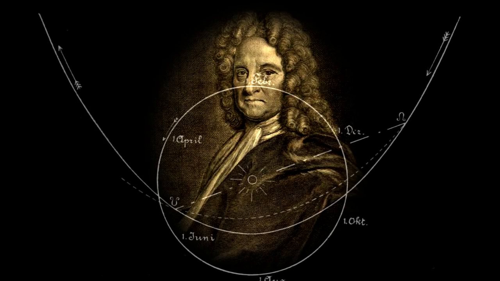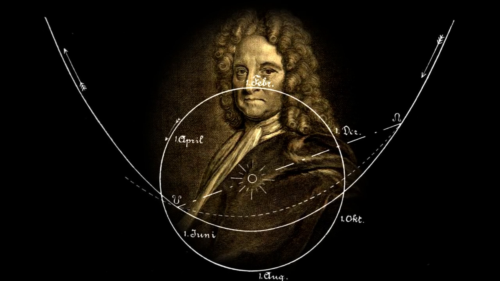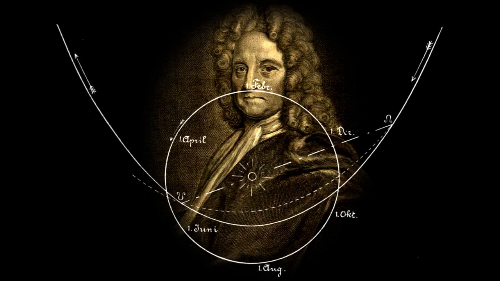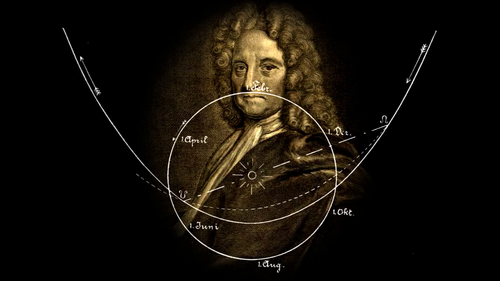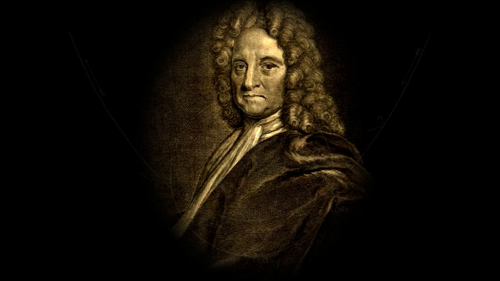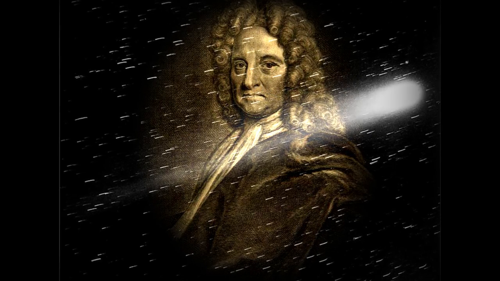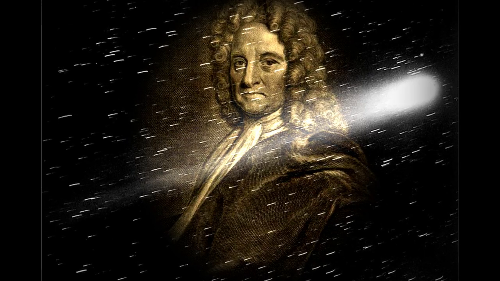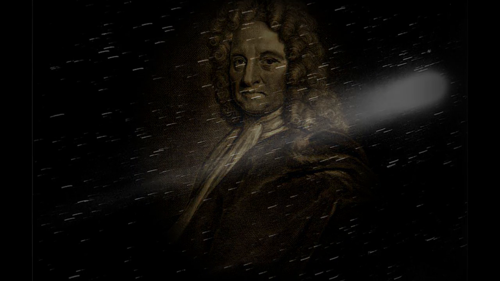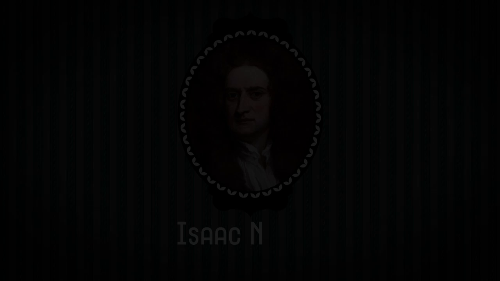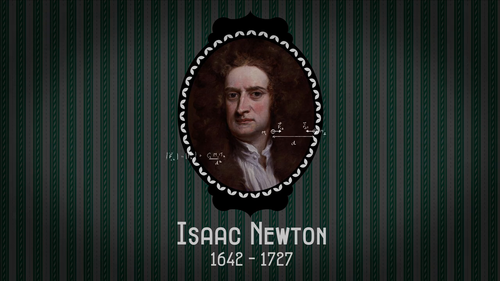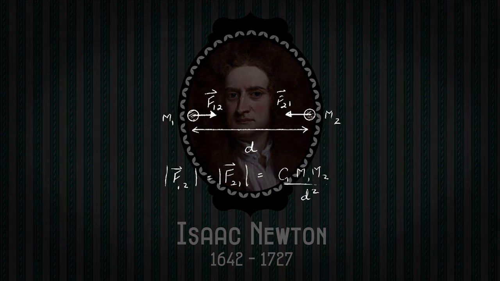Edmund Halley knew comets' paths. He'd watched them religiously and drawn up graphs. He knew that something drew them forth, but he lacked the maths to describe the force. He went to Cambridge to unearth the cause. The answer, said Newton, is an inverse square law.